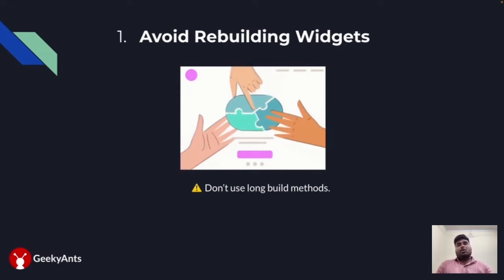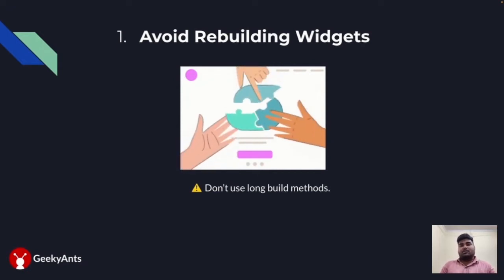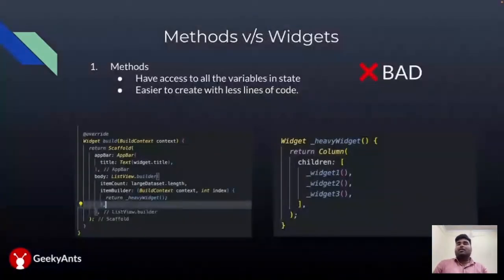So what are the solutions? If you don't want to use long build methods, then what are the solutions? Most of the developers would say that you should break down your code into functions. So, okay, let's do that. Functions or methods. Ignore this cross sign for now. We will talk about that.